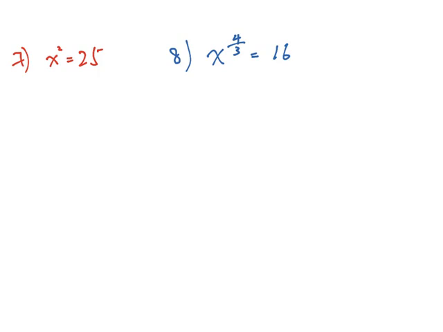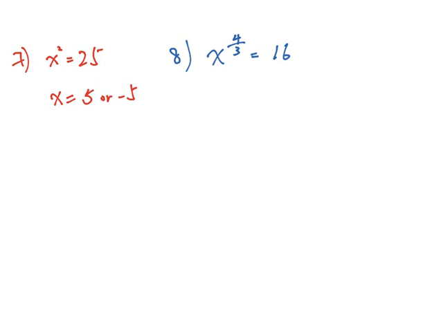Next is a bit different. This time, the index is an even number. So, if an even index, actually there are 2 answers. So let's see question 7. For x squared equal to 25, actually the answer is x is equal to 5 or negative 5.